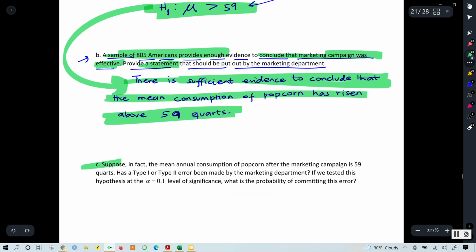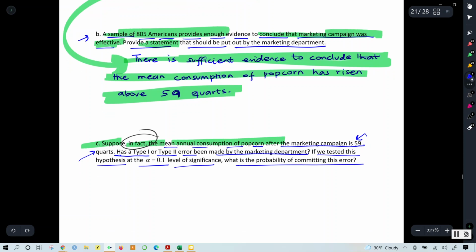Question C. Suppose in fact, take note of the keyword, in fact, in actual reality, that the mean annual consumption of popcorn after the marketing campaign is actually still 59 quarts. Has a type 1 or type 2 error been made by the marketing department? If we tested this hypothesis at the alpha equals 0.1 level of significance, what is the probability of committing this error?